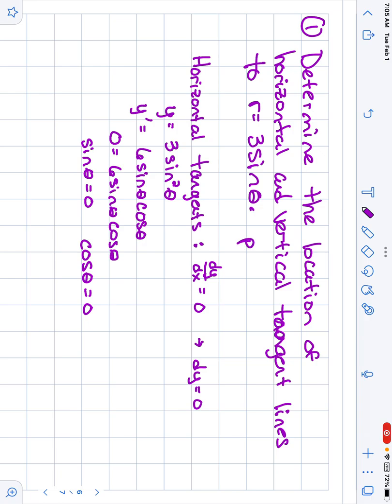Now let's keep in mind that the period of 3 sine theta is just pi. So we're only looking from 0 to pi. All right, so sine theta is equal to 0 at 0 and pi. Cosine of theta is equal to 0 at pi over 2 and 3 pi over 2. But 3 pi over 2 is outside of our domain here. So just 0, pi, and pi over 2. That's where we have horizontal tangent lines.